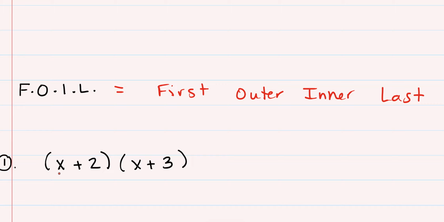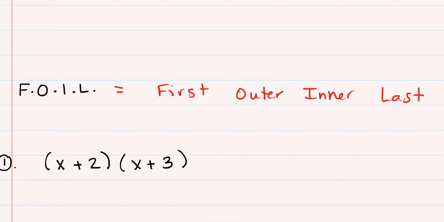First means I multiply the first term in both of the parentheses. Outer means I multiply the outermost terms in both of the parentheses. This one's all the way to the left and this one's all the way to the right. Inner means I multiply the two things that are closest to each other in the parentheses. So this 2 and this x, they're the closest. And then last means in both of these parentheses, I take the last thing and multiply them together.